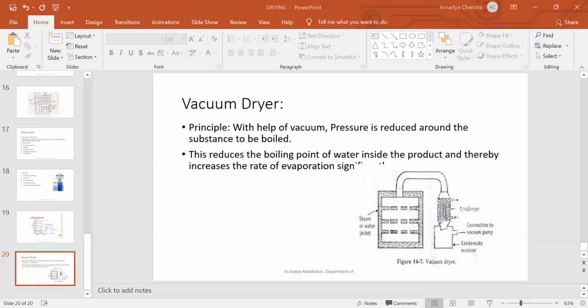And the disadvantages: it is a batch type process. The cost of maintenance is comparatively high because there is a vacuum pump attached to it. Also, vacuum dryers are expensive in terms of their cost. And there is a requirement of skilled labor. So this is about the vacuum dryer and freeze dryer.